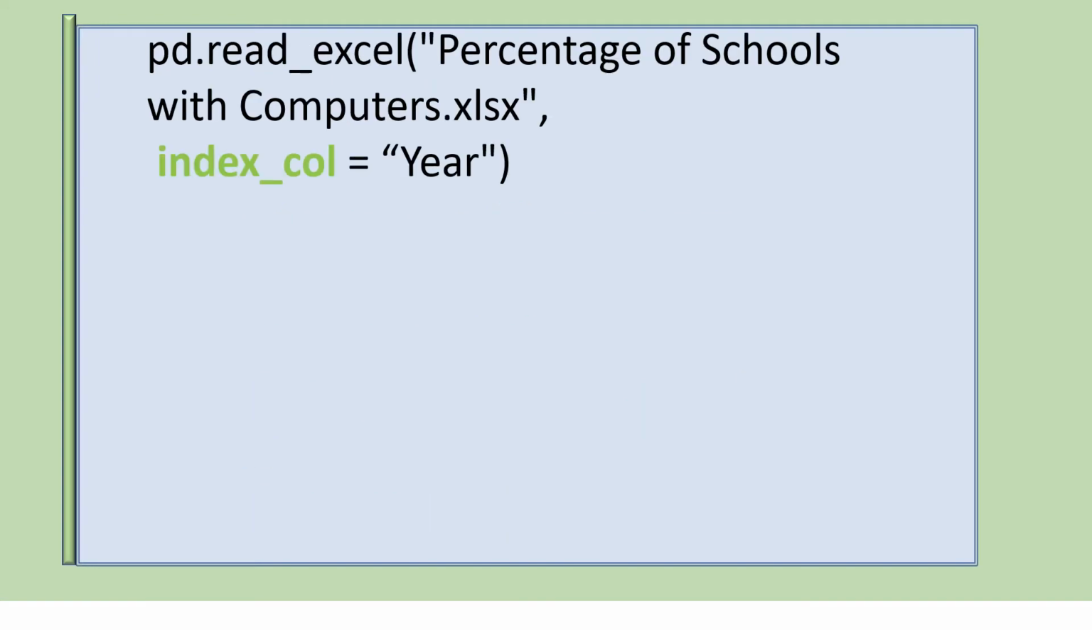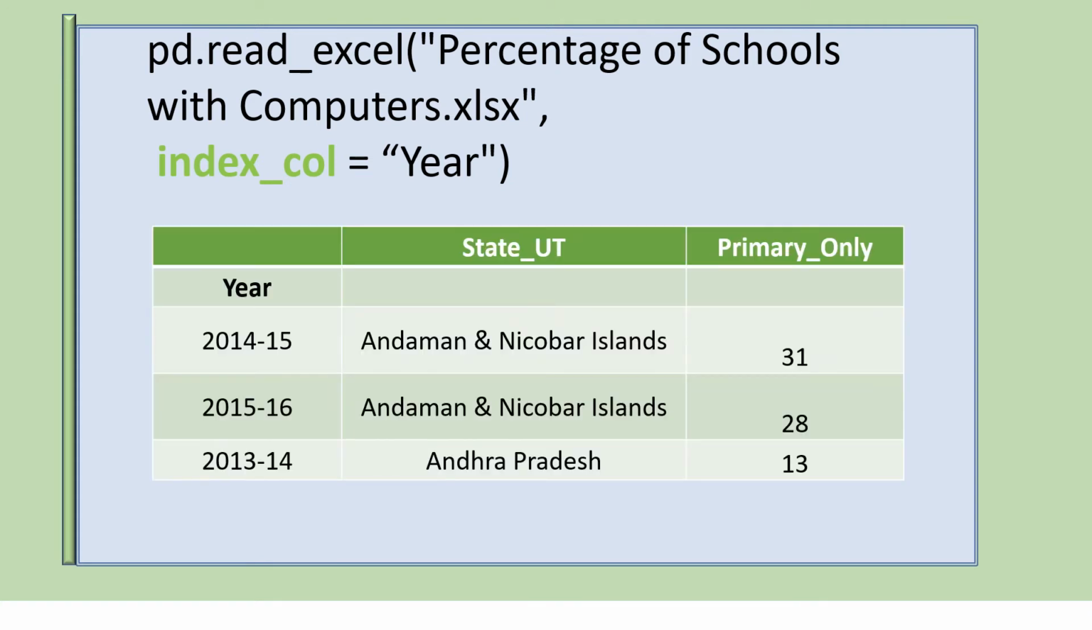Many a times, especially in time series data, we would want to keep the date in the form of an index. For this purpose, right at the time of importing the data, we can use a parameter by the name index_col and choose whichever column we want to keep in the form of an index.